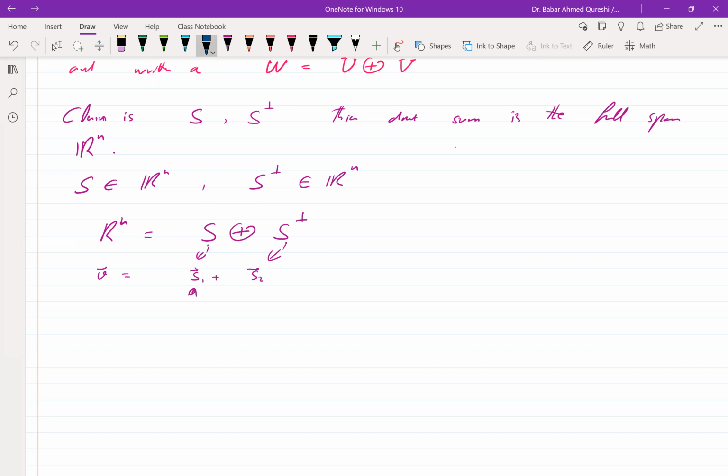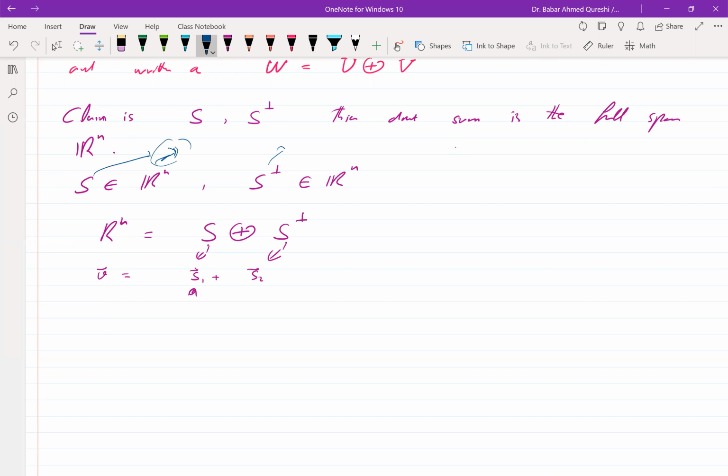This is very easy to see because we already said that if I take the basis of the vectors in S and add to it the vectors in the basis of S orthogonal, then this gives me the full basis.